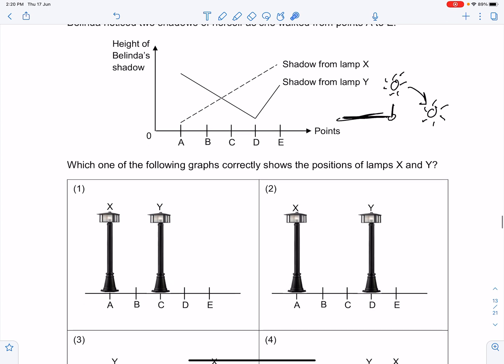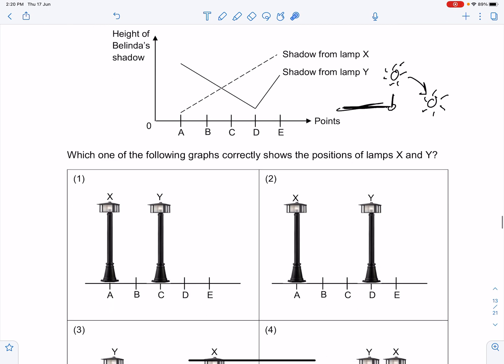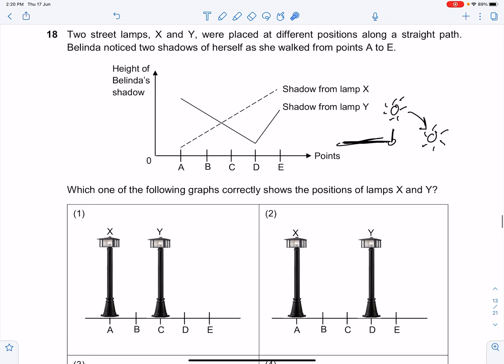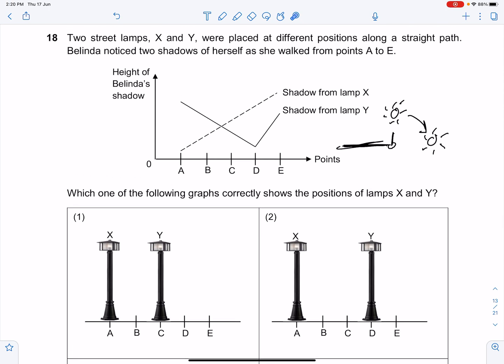So let's take a look at our options here. For time's sake, I'm going to jump straight to the correct answer and explain. If you take a look at option 2, which is the correct answer, I'm going to explain for X first. X is the dotted line. As you can see, she walks from A to E, so her direction of walking is from here to here. From A, she walks to E, so she starts off nearest to X.